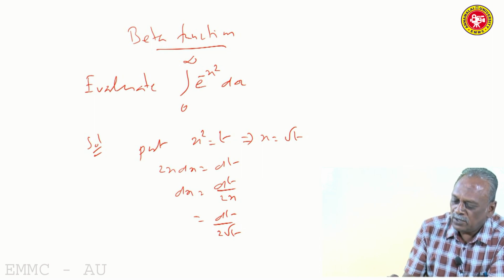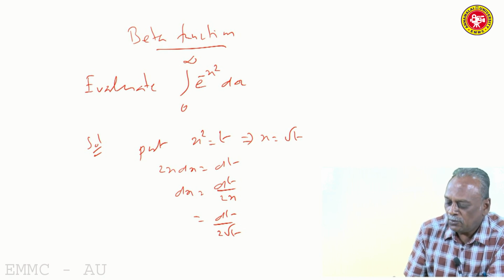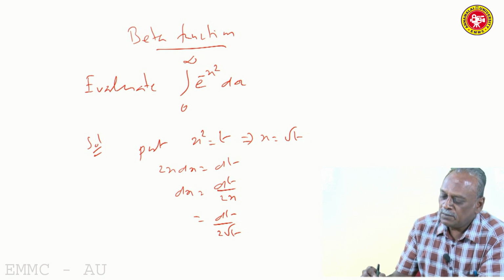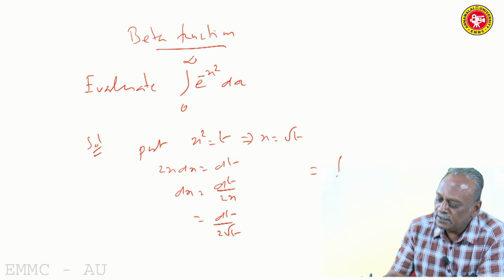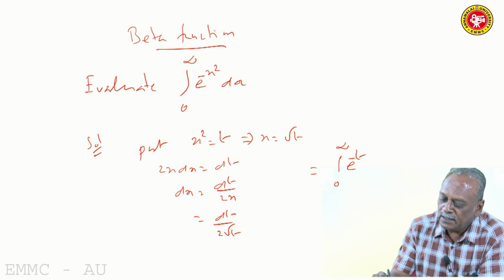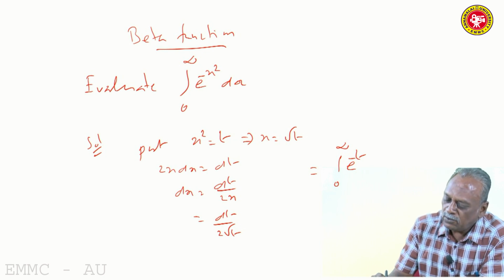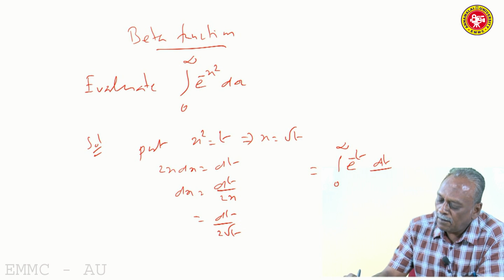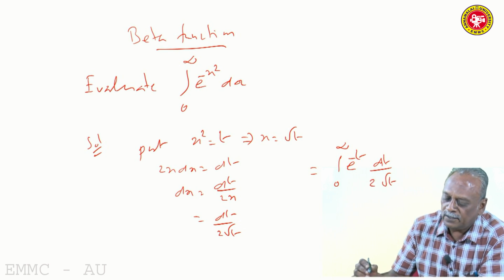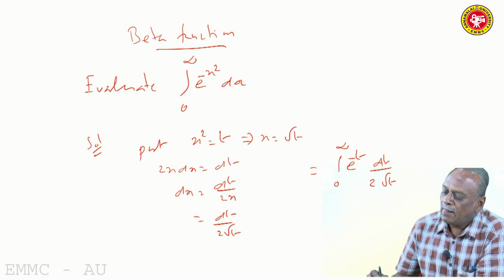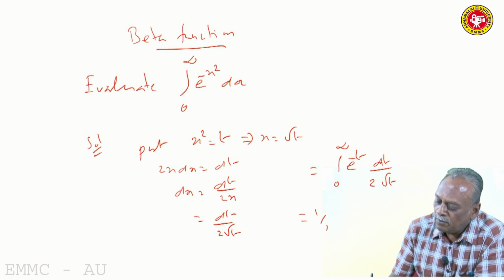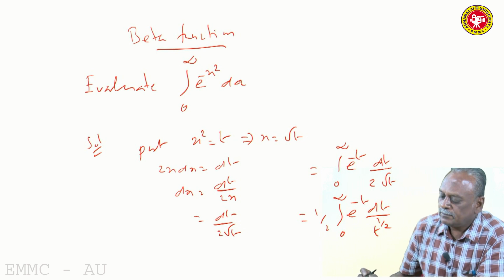So put x square equal to t, which implies x equal to root t, 2x dx equal to dt, dx equal to dt by 2x, dt by 2 root t. So the integral becomes integral 0 to infinity e power minus t, with dx equal to dt by 2 root t. So this becomes 1 by 2 integral 0 to infinity e power minus t dt by t power of.